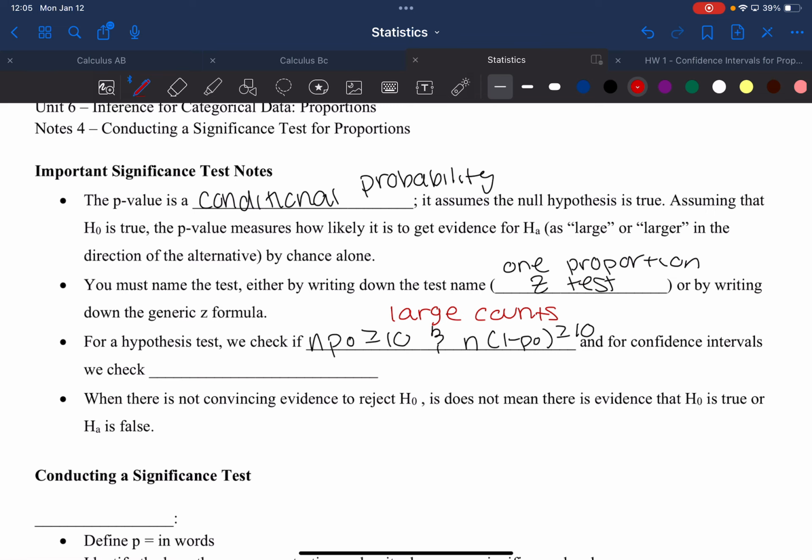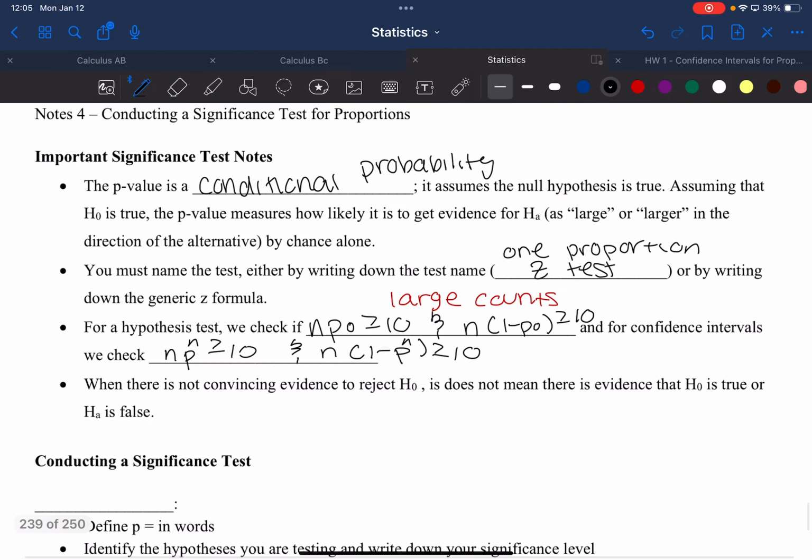And for confidence intervals, we check if n times p hat is greater than or equal to 10, and n times 1 minus p hat is greater than or equal to 10. It's still the large counts, but what's the difference? So for hypothesis tests, we use that p naught value, okay? That is that claimed proportion. And for confidence intervals, we use the p hat, which is the estimated proportion, okay?